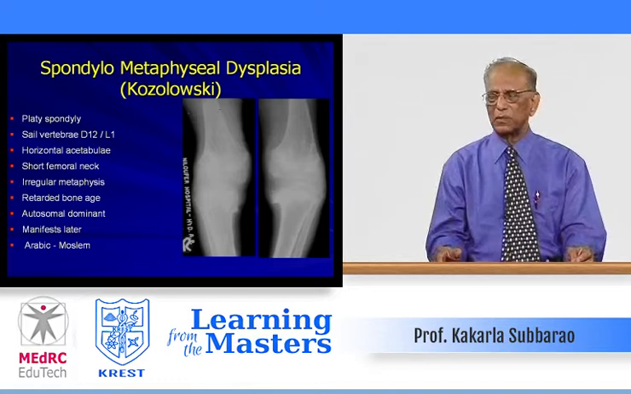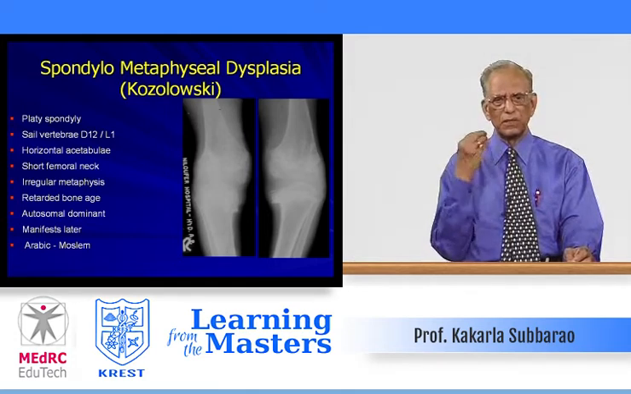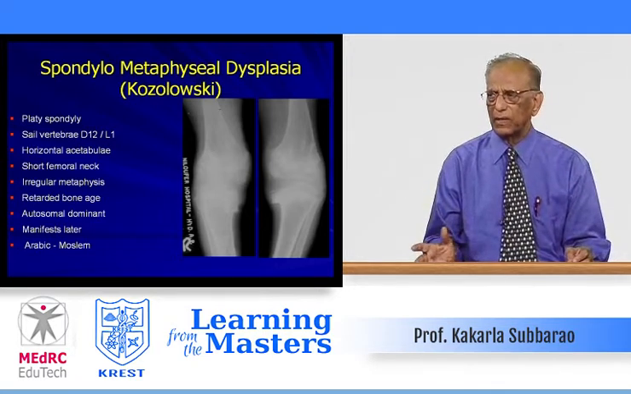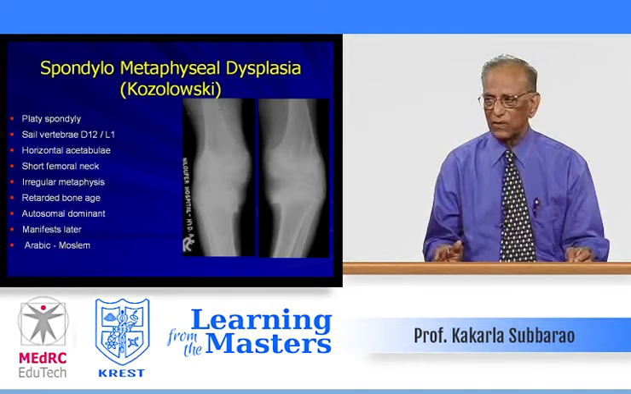Another is the Kozlowski type. Kozlowski is a Polish radiologist who has described several types of dysplasias. This is his hobby, skeletal dysplasias. And then this particular type: platyspondyly, sail type of vertebrae, particularly D12 and L1, not to be mistaken for cretinism; horizontal acetabula, short femoral necks, irregular metaphyses, retarded bone age. It is autosomal dominant, manifests later, and Arabs and Muslims are predominant.